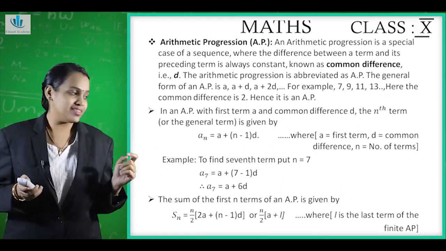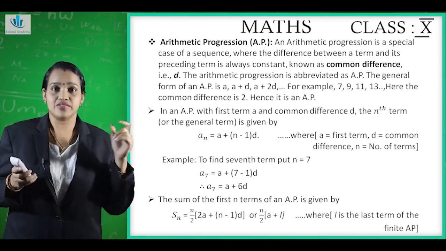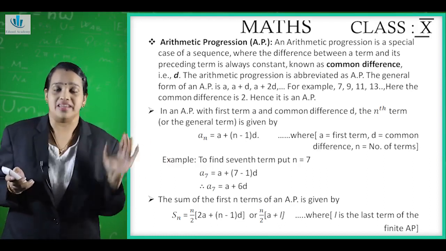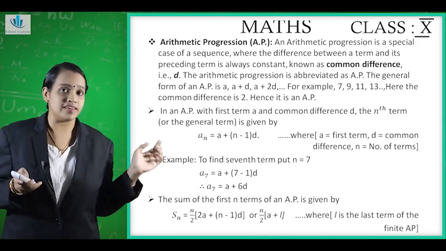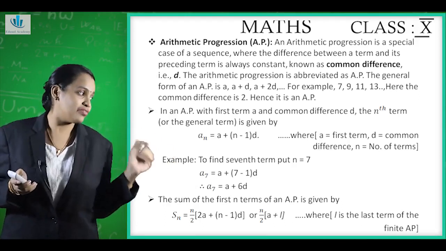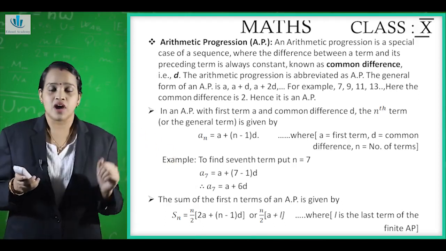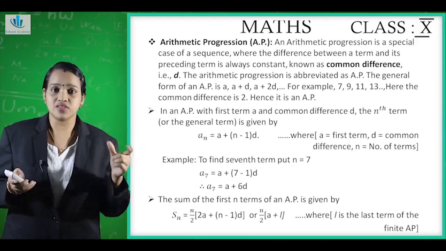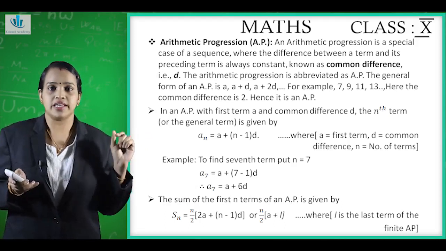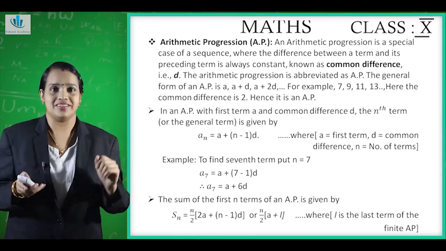The next concept is arithmetic progression. Here, the difference between a term and its preceding term is always constant, and we call it the common difference. When we are solving sums, the common difference is denoted by the small letter d. Arithmetic progression is abbreviated as AP. The capital letters A and P are always used for expressing arithmetic progression.